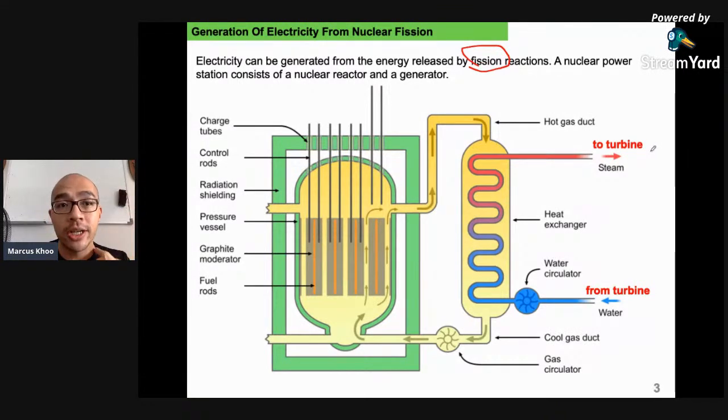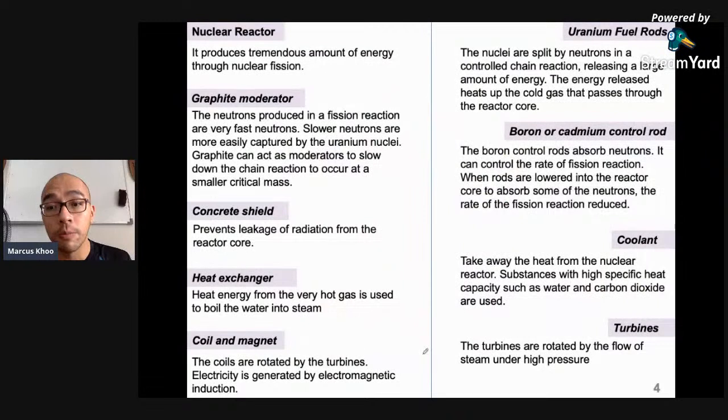How does it produce electrical energy? We will learn when we go into chapter 3. But my main focus is this part: what is inside a nuclear reactor. So you have all these things: fuel rod, graphite moderator, pressure vessel, radiation shielding, and so on. There's a whole lot of stuff, and in the next slide, every single component is explained to you.